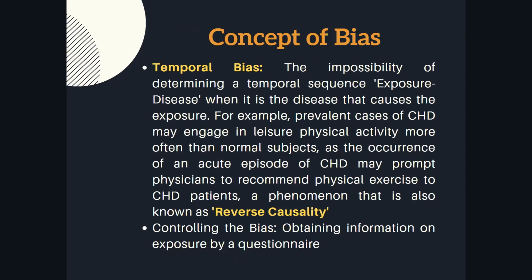Concept of bias. First is the temporal bias, which is the impossibility of determining a temporal sequence of exposure and disease when it is the disease that causes the exposure. For example, prevalent cases of coronary heart disease may engage in leisure physical activity more often than normal subjects, as the occurrence of an acute episode of coronary heart disease may prompt physicians to recommend physical exercise to coronary heart disease patients, a phenomenon that is also known as reverse causality. The bias is controlled by obtaining information on exposure by a questionnaire.